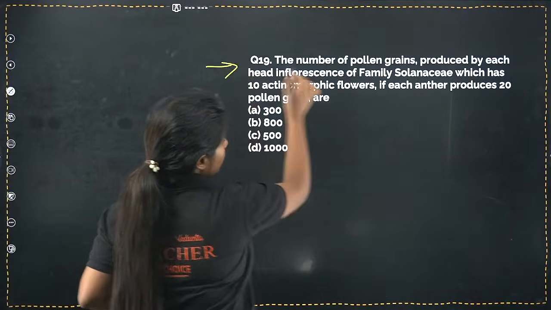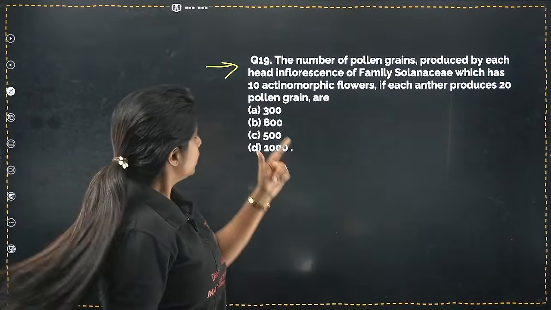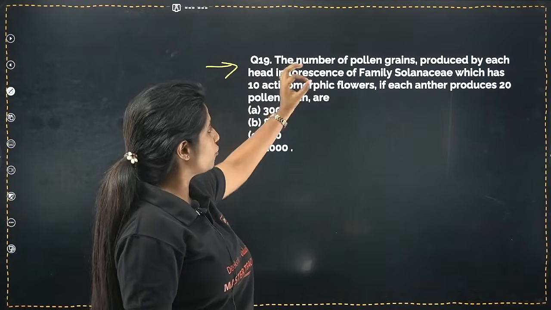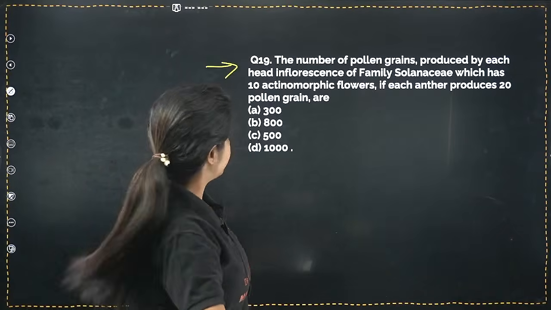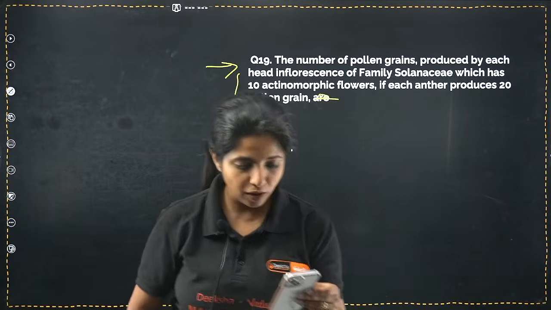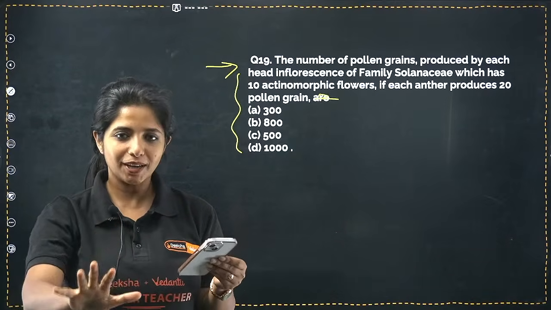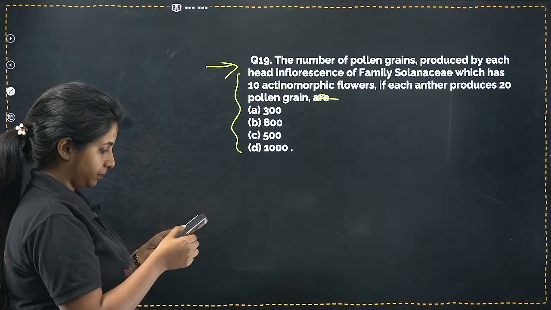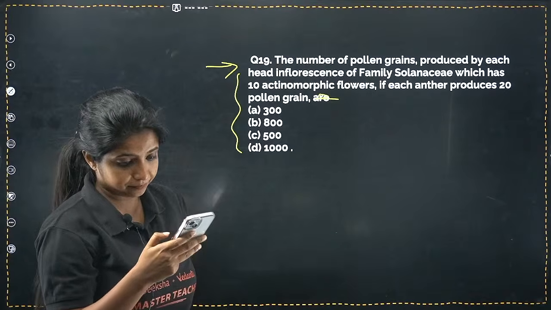Question number 19. The number of pollen grains produced by each head inflorescence of family Solanaceae, which has 10 actinomorphic flowers, if each anther produces 20 pollen grains, are what? This is going to trip up everyone. Come on, guys. What is the number of pollen grains that are going to be produced? In the previous question also, I saw that most of you gave wrong answers, and some of you gave the correct answers. It happens. We are solving new questions, so you're prone to make these mistakes. Now you tell me the answer for this question. This is important. I see 71% of children are saying it is B.